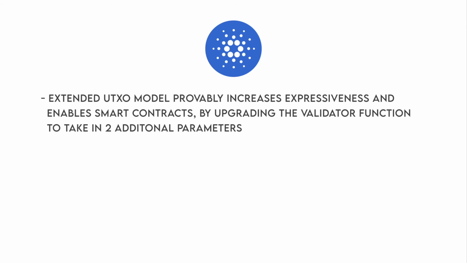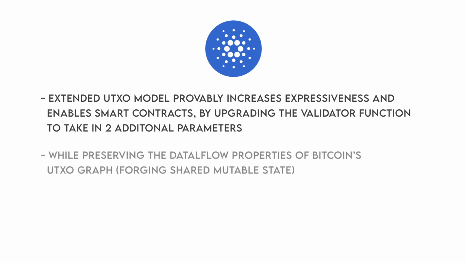So Cardano extends the original UTXO model, and by doing so it provides increased expressiveness and it enables smart contracts. And we do this by upgrading the validator function to take in 2 additional parameters, and we'll talk more about those parameters very soon. And we do all this while preserving the data flow properties of Bitcoin's UTXO graph.